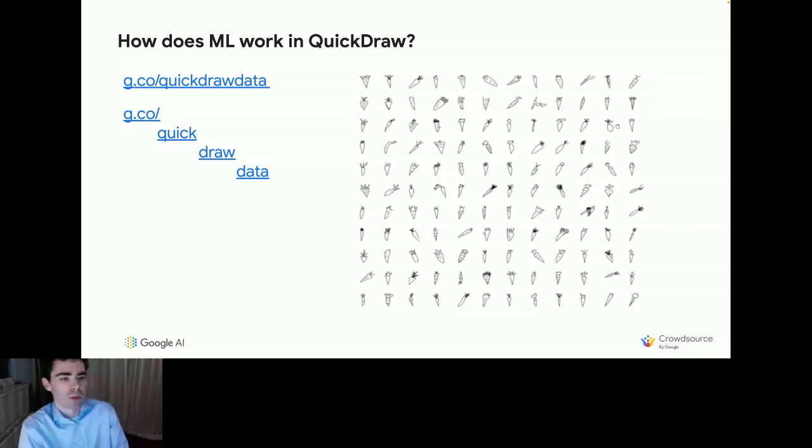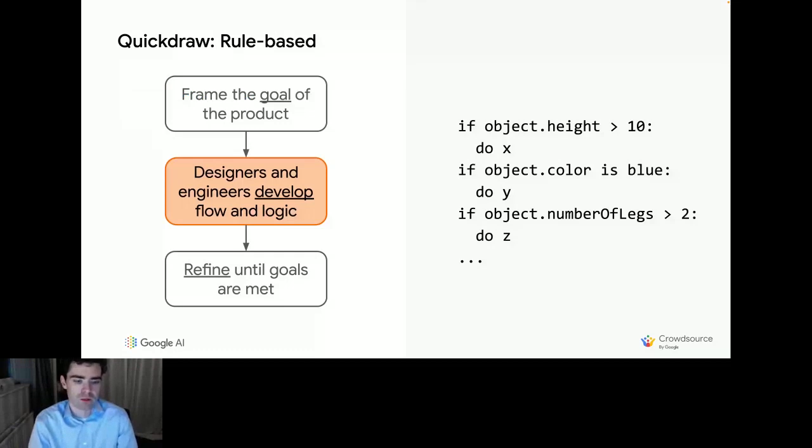Quick Draw, rule-based. Okay, so Quick Draw is the app. Now we're just looking at how it would be programmed if you're going to use rule-based methods. Frame the goal of the product. Designers and engineers develop flow and logic, and then refine until goals are met. So this is quite a simple kind of agile framework. If you're a developer, you're aware of it, or you're using methods pioneered by developers: management techniques of iterative design, having a workflow which continuously improves and deals with problem solving.